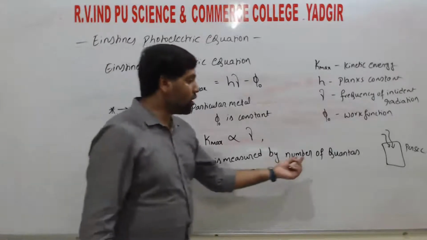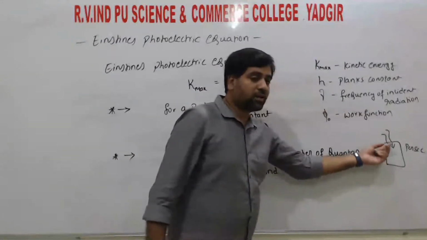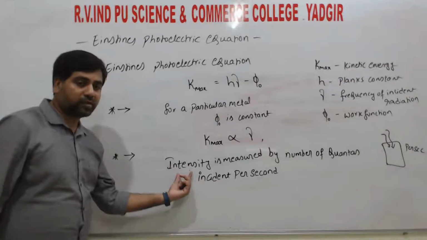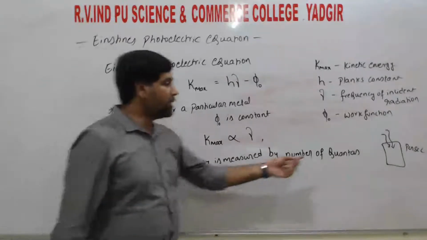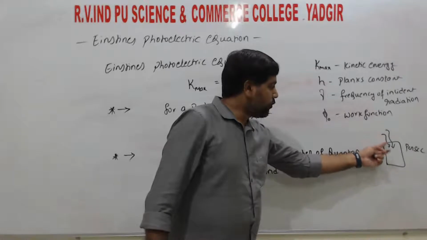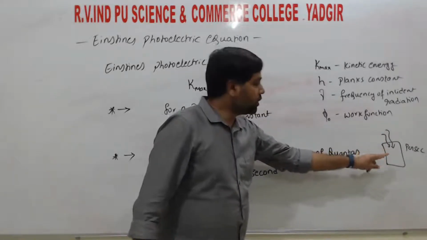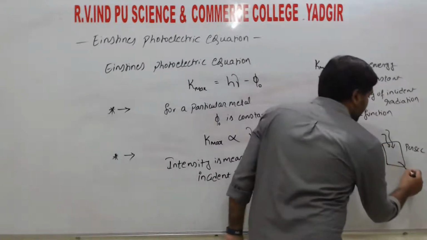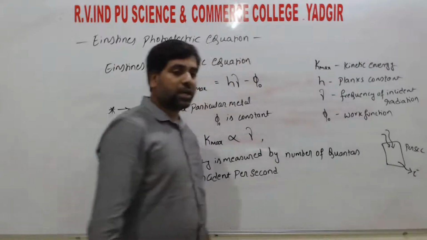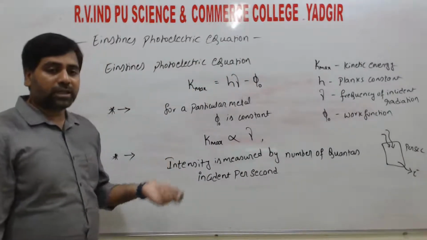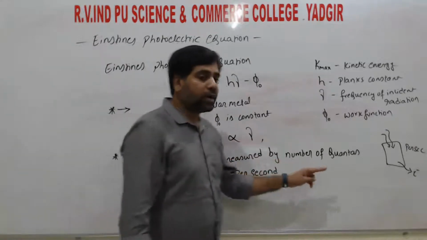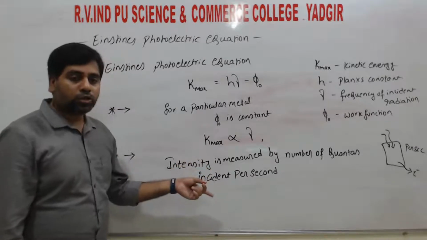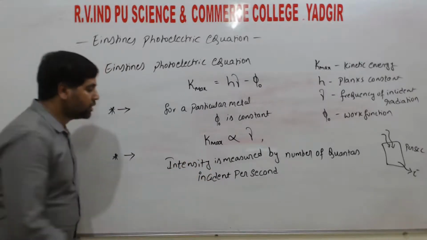So if the number of quantas incident on this metal surface is more, that is, intensity is more, right? So if we increase the intensity, then the number of quantas which fall onto this metal surface is more. So if the quantas are more, then the electrons emitted are more, right? So here the electrons emitted per second are more. The electrons emitted per second we call photo current. Then we say that intensity is proportional to the photo current, right?